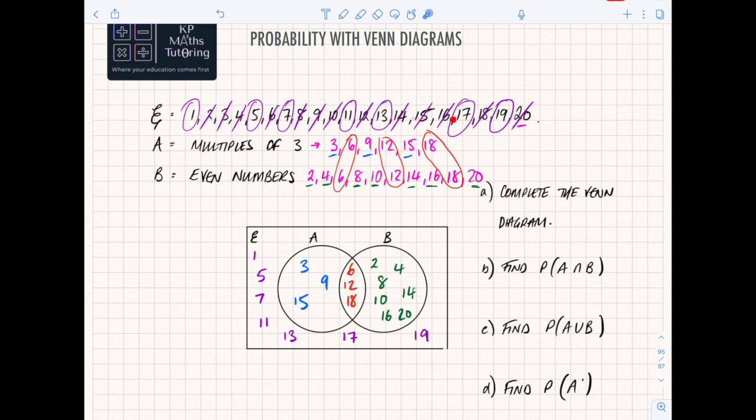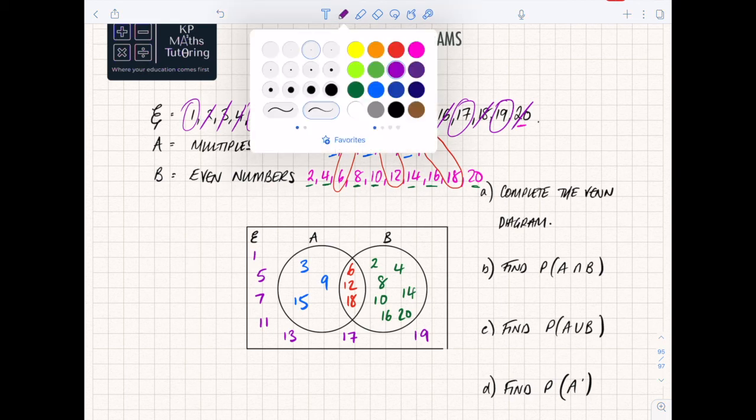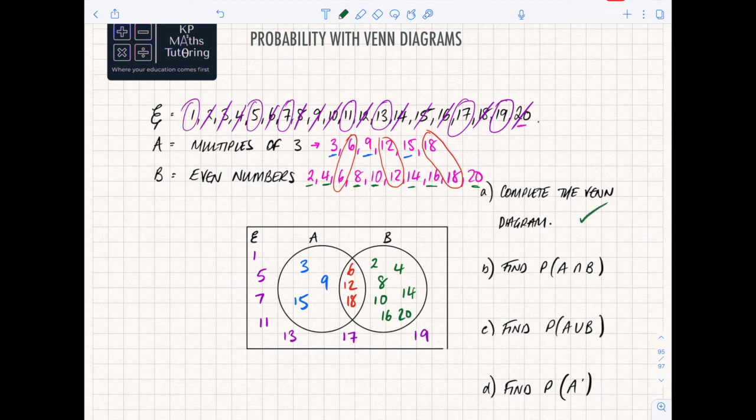Now I know that there are 20 numbers there, so let's just double check I've actually got 20 numbers in my Venn diagram. 1, 2, 3, 4, 5, 6, 7, 8, 9, 10, 11, 12, 13, 14, 15, 16, 17, 18, 19, 20. So I know every single number's been dealt with and that they're in the correct place. That would normally get you a couple of marks, possibly 3 in an exam. So I've done the Venn diagram.